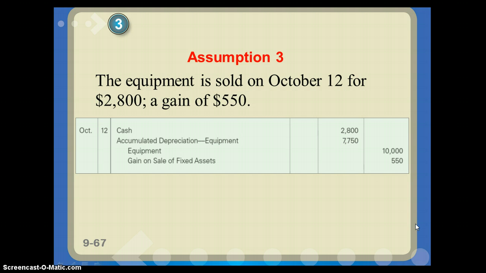We have assumption 3 with a gain. We sold it for $2,800. Again, cash is just whatever you collected. Your equipment is going to be the value to get that entire value out of there. Our accumulated depreciation was what we calculated for those 7 years and then through October. And then to make debits equal credits, we need an extra credit. We actually gain on that sale of the asset $550.